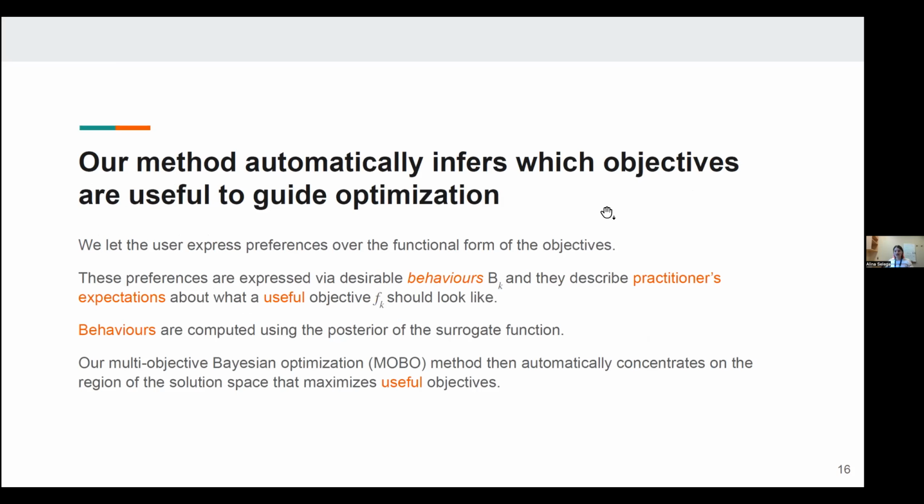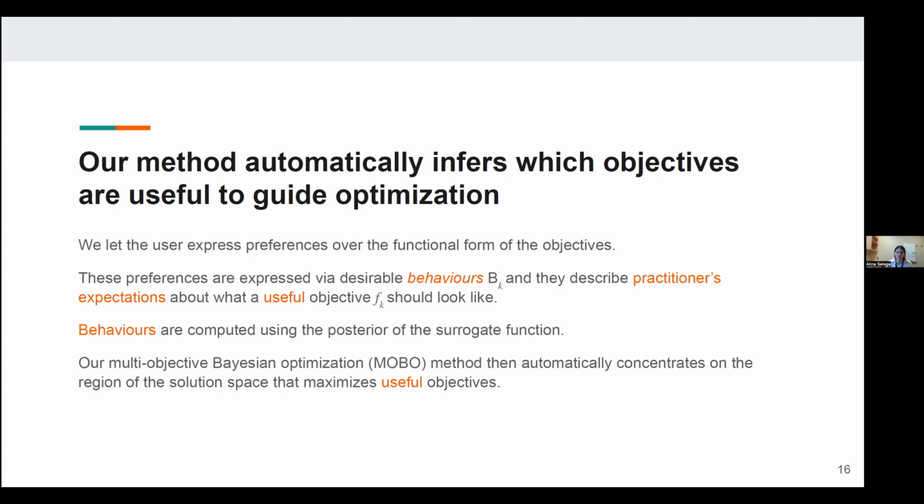To address this uncertainty about the usefulness of the heuristic objectives, we designed a method that automatically infers which objectives are useful, using the definition of useful from the previous slide. Then we use this inference about which objectives are useful to guide optimization towards the maxima of those useful objectives. We do that by letting the user express preferences over the functional form of the objectives.